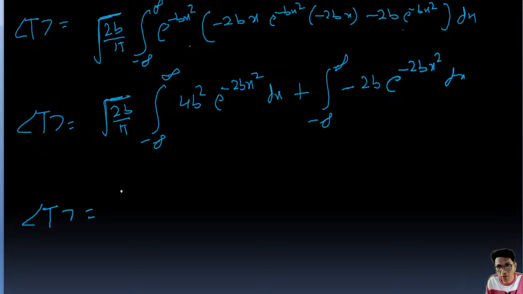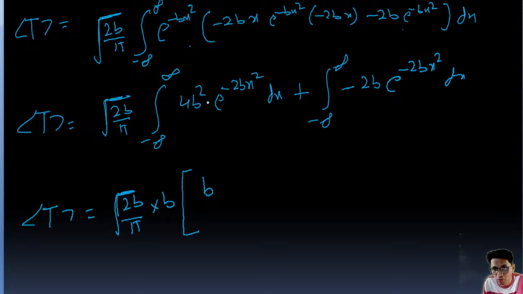So b we'll take common, so this is going to be root 2b upon pi into b. We are going to take common, so b is here as well. This one is also the same, b is taken common, so it is going to be b again. Here x is also there, it's x square, guys. So this is going to be 4b square, and then b and x square.